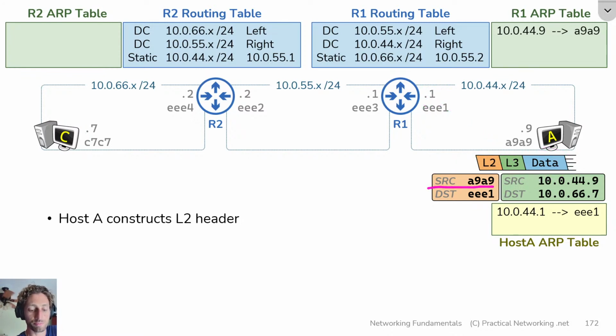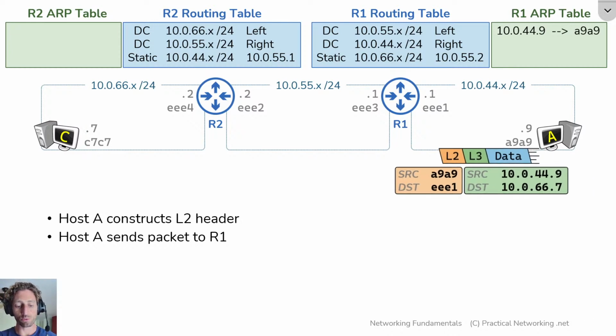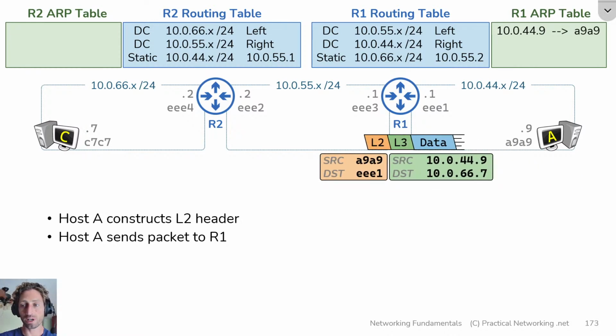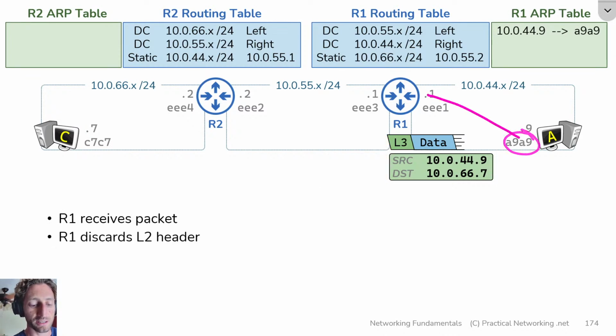Notice the source MAC address is host A's NIC, and the destination MAC address is the router's. So that's what's going to get that packet over to R1. That will be sent to R1. Upon receiving it, R1 is going to discard that layer 2 header. The purpose of that layer 2 header was simply to go from this NIC to this NIC. It did that successfully, so we no longer need that header.